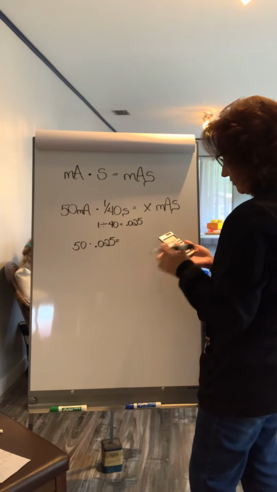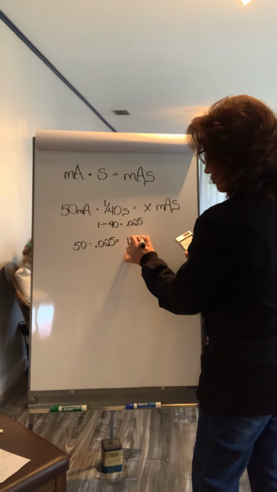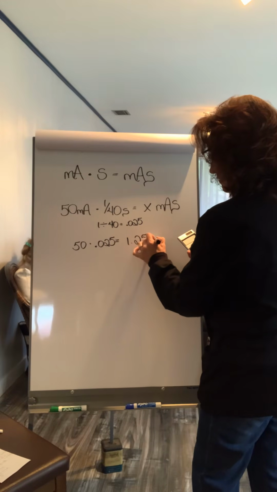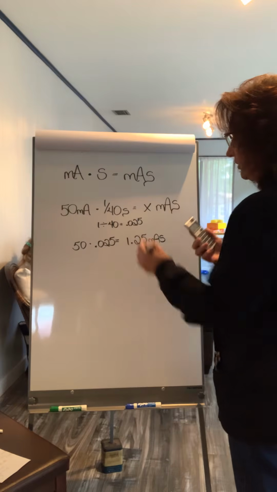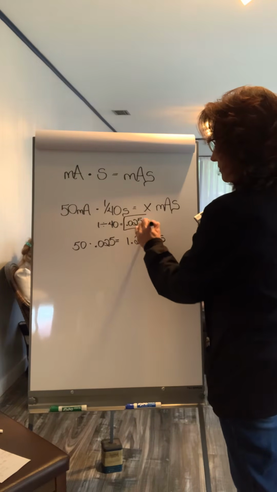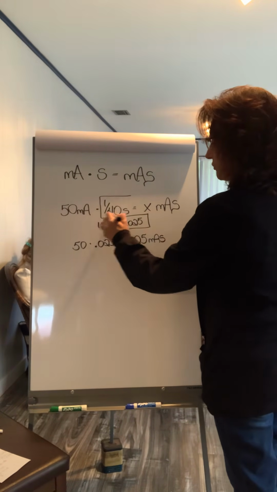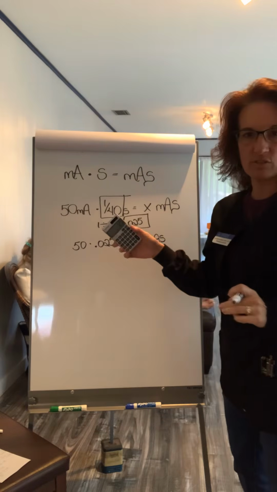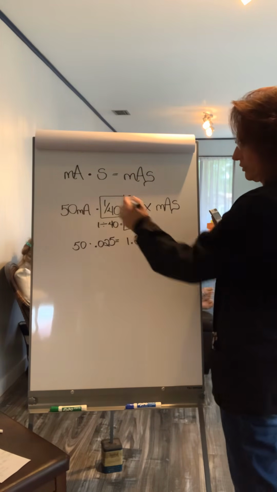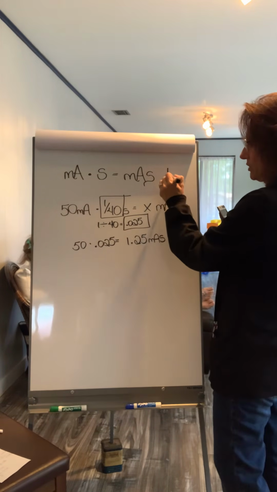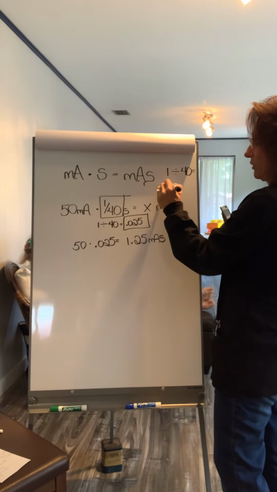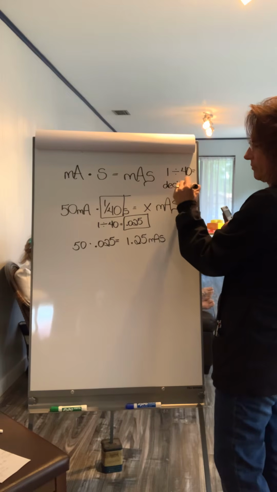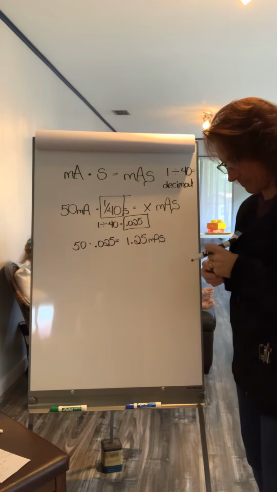which would give you 1.25 mass. Okay? So sometimes they'll either give it to you in decimal form or in fraction form. But if it's in fraction form, don't panic. All it literally means is you take that top number divided by the bottom number, and that will give you your decimal value. All right?